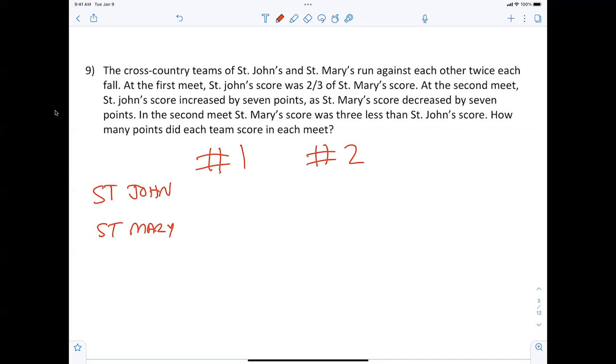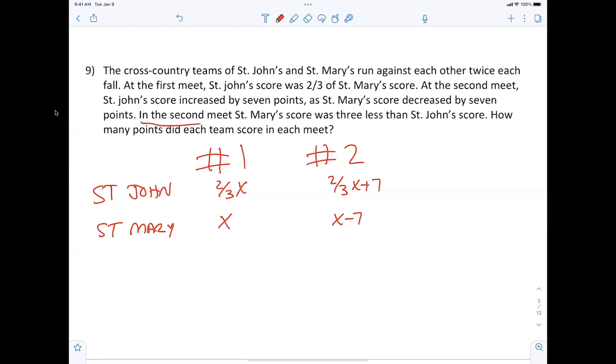At the first meet, St. John's score was 2/3 of St. Mary's. So who was St. Mary? X. So St. John would be 2/3 X. I don't think that's that hard. All right. The second meet, St. John's score increased by 7. So that would be 2/3 X plus 7. And St. Mary's score decreased by 7. So what's St. Mary? X minus 7. Come on, we can do that.